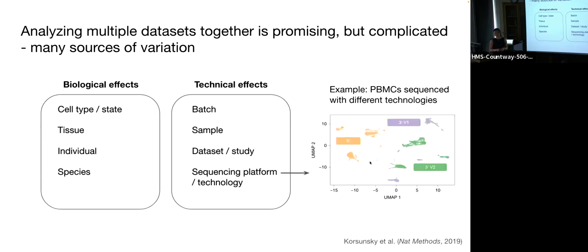And so here's an example of what a technology effect might look like. Here we have PBMCs, or peripheral blood mononuclear cells, that were sequenced with 3 different sequencing technologies, which are the different colors. If you run a simple PCA-based pipeline, you can see here that the cells primarily cluster by which technology they came from, making it hard to identify the cell types.